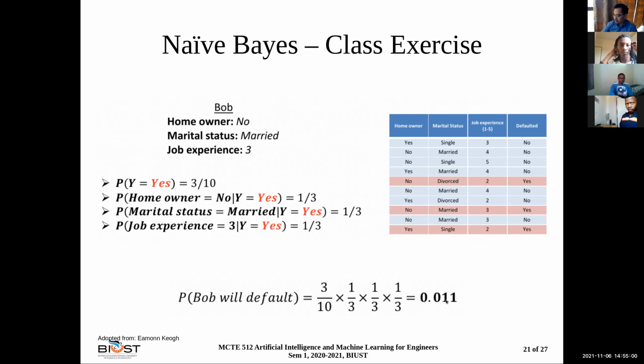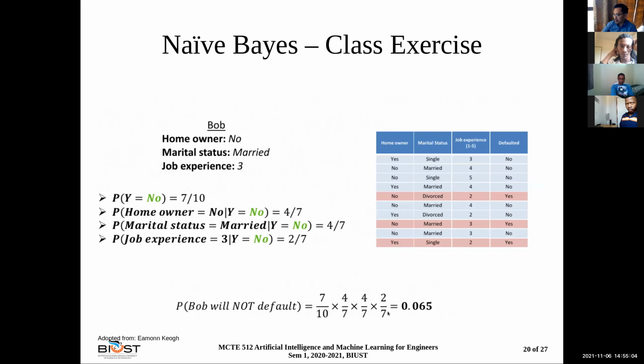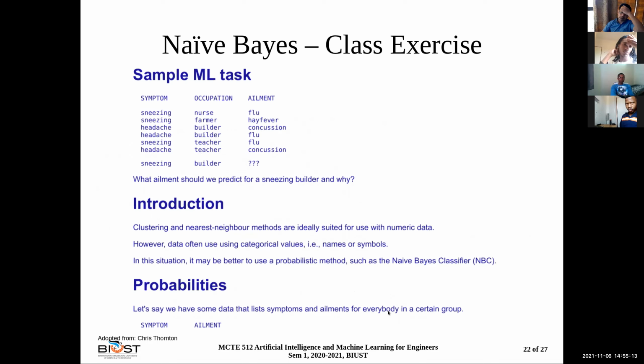So now this is the probability that Bob will default. That means he won't pay, but the probability that he will not default is higher. So most likely Bob will not default. That means Bob will pay his loan. Any questions?